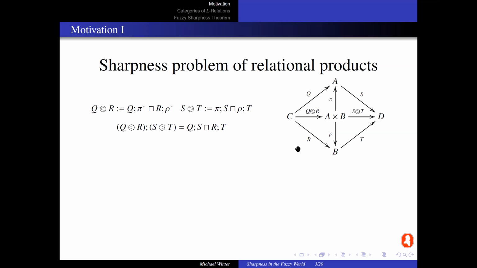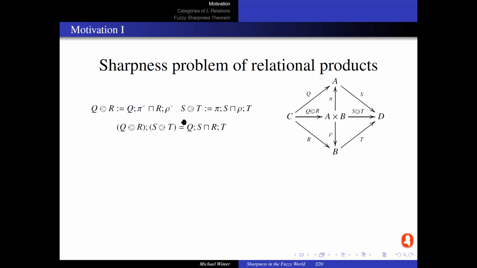So now, by the way, on the left over here, you see how those constructions are actually formed from more primitive operations, where the semicolon over here is regular composition of relations, and pi and rho are simply the projection functions from the product A times B to A, respectively B. And of course, this funny hook symbol over here is the meet of two relations.